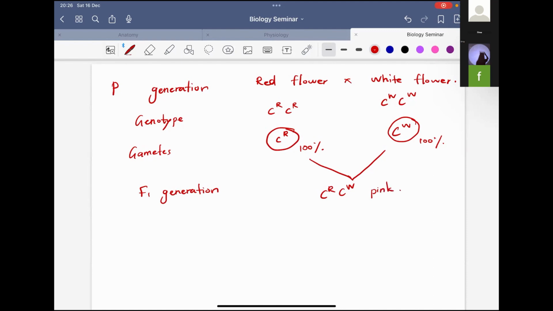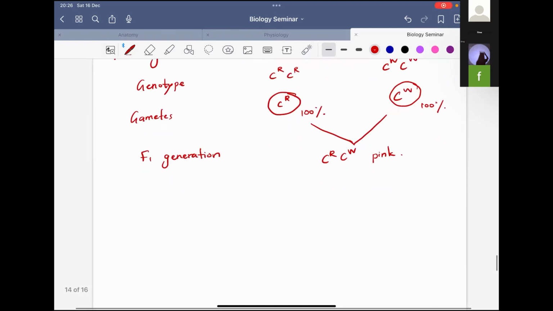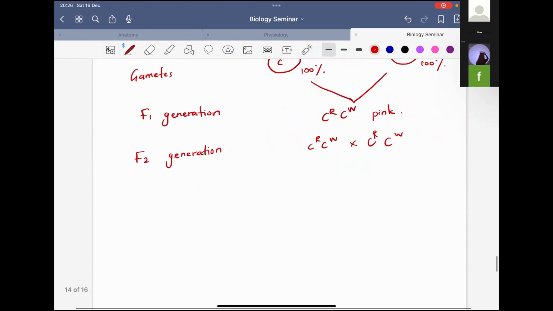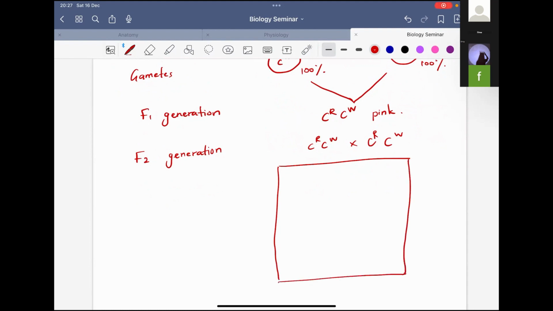Pink color flower. Again, for the F2 generation, you can cross them both. You can use the square, right? So CR CW and CR CW, for the F2 generation. You can do it the other way also, but this is easier.